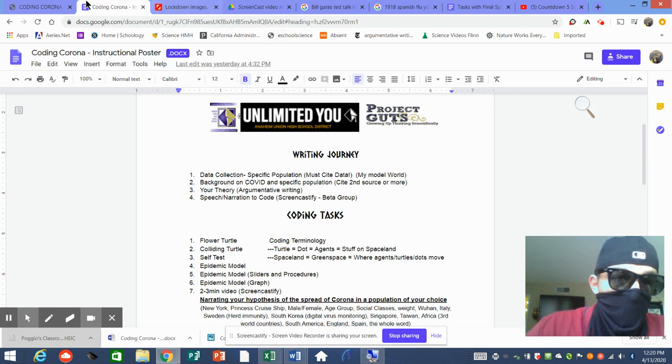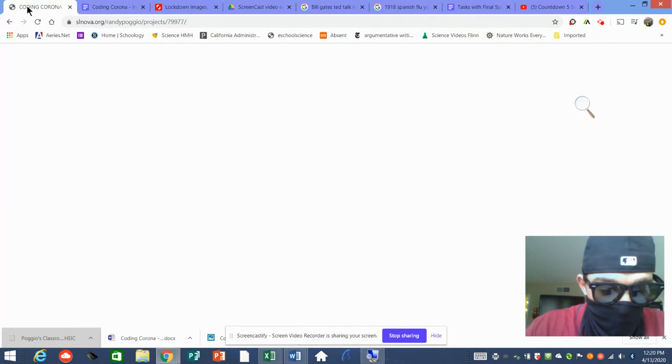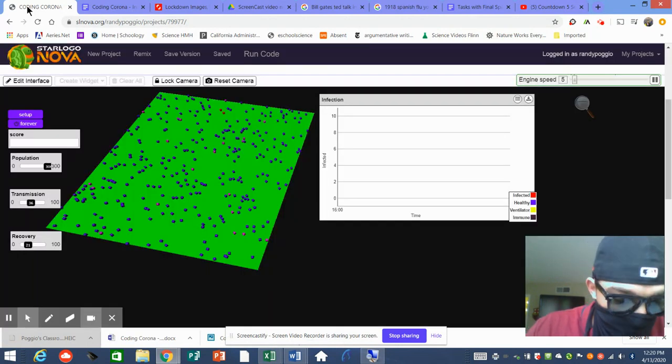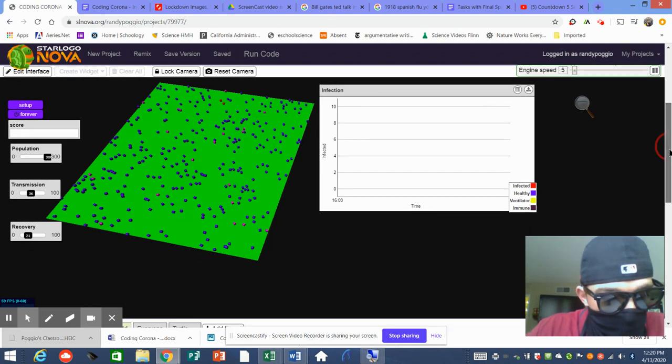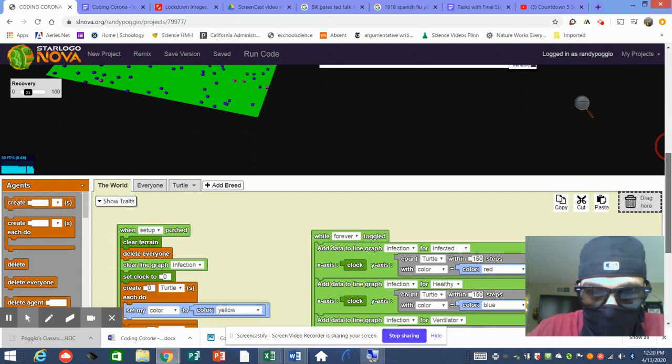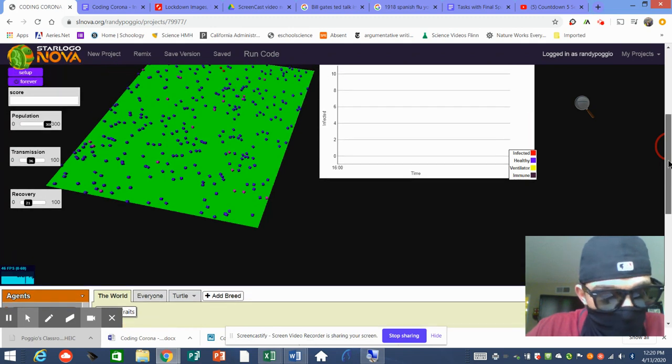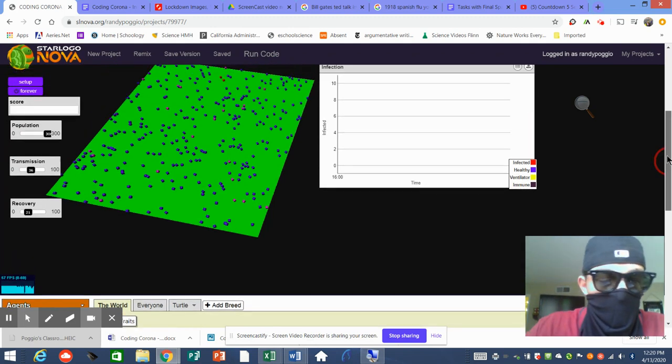So, you're going to be coding on the SLNova platform. Your agents, or turtles, or dots, they're all the same thing, okay? Potato, potato, tomato, tomato. Well, they will need to be coded in your spaceland. That's the green space that you see right here. Below, you are going to tell your code right here what to simulate in your spaceland, but don't look at mine.